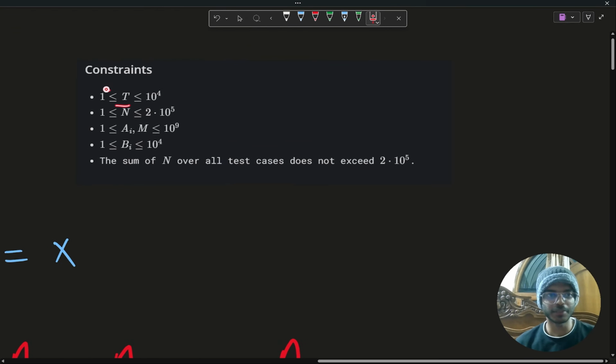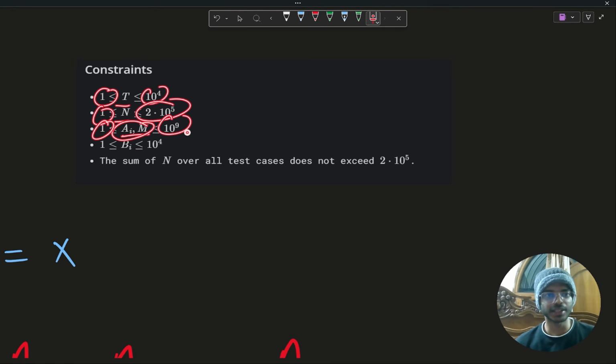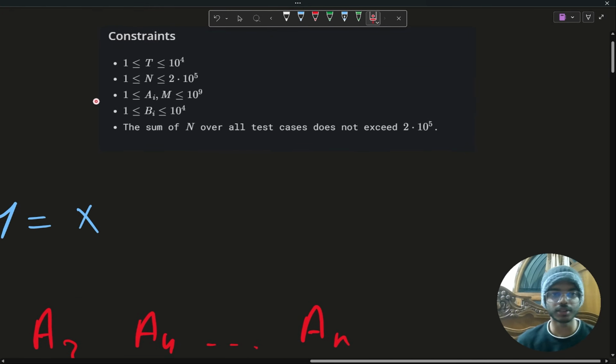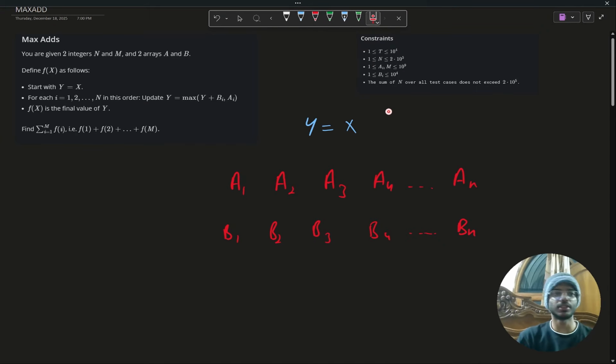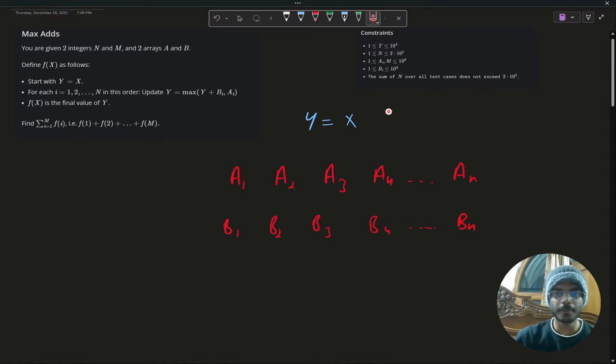In the constraints we are given that t would be between 1 and 10^4, n would be between 1 and 2 into 10^5, a of i and m would be between 1 and 10^9, and b of i would be between 1 and 10^4. And obviously the sum of n would not exceed 2 into 10^5. So we need to come up with a much better solution.